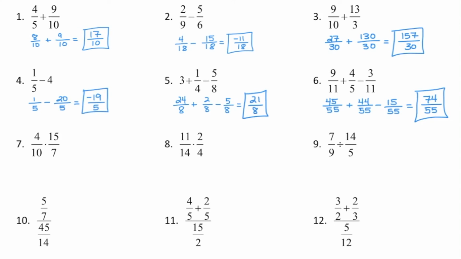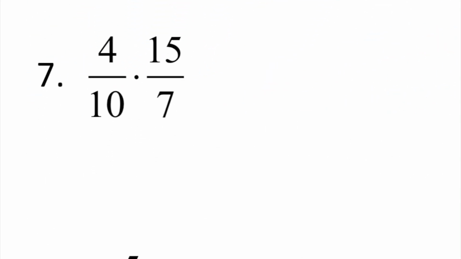What I wanted to do then was pick up with number 7 real quick and talk you through these last 6 problems. So 4/10 times 15 over 7. When you were taught to multiply fractions, your teacher probably taught you to multiply the numerators and denominators, and then if you did that, you would get 60 here over 70 here, and then you would have to reduce the fraction to get 6/7.